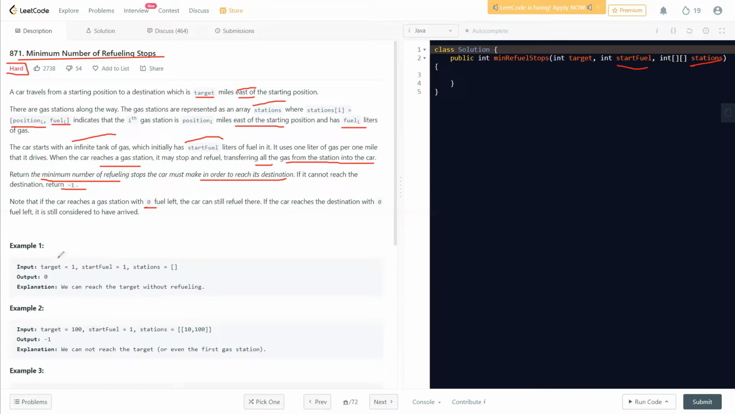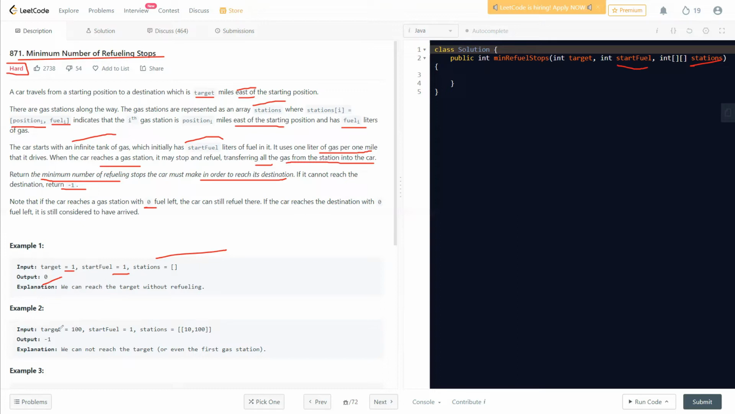So the first example says the target is 1, so we need to reach 1 mile. And what is the start fuel? Start fuel is 1. The car uses 1 liter of gas per mile. So with 1 liter of gas per mile, a target of 1 mile, and a start fuel of 1, we can easily reach it whether there are any stations or not. So the output is 0. How many stops did we make? We made 0 stops. Fine. So that's the output.